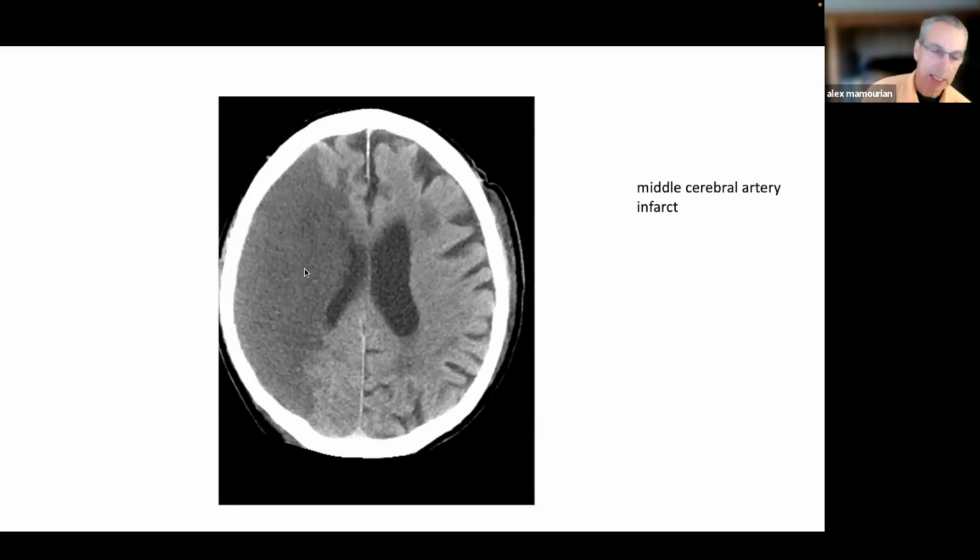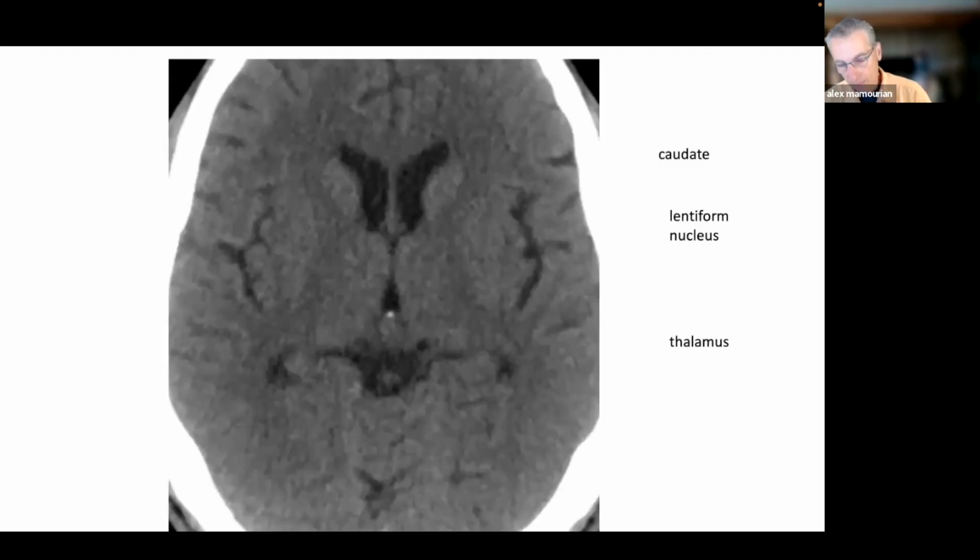So this, of course, is a subacute infarct. And as a subacute infarct, we have swelling of the hemisphere, a little mass effect on the lateral ventricle. You can see there's loss of the cortical ribbon here, blurring of the gray-white junction that you see on the other side. So typical appearance of a middle cerebral artery infarct.